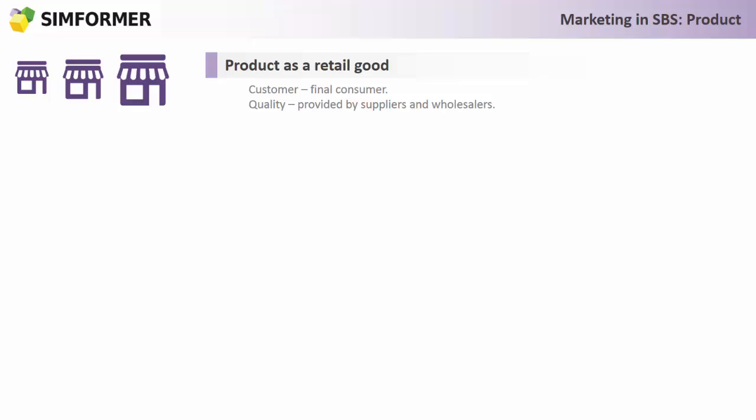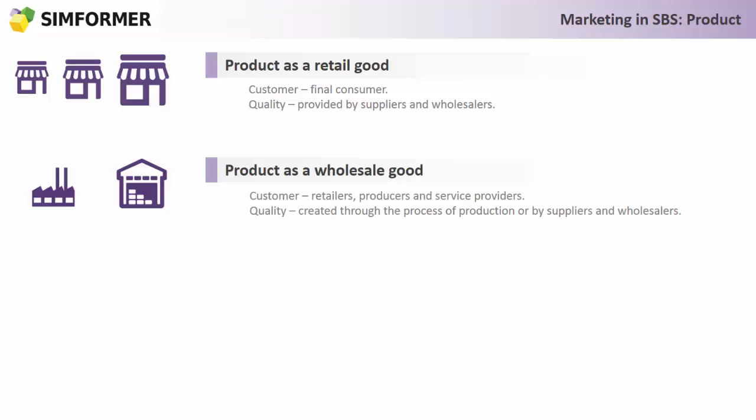The second is product, economical product, seen from the prism of a wholesaler. You become a supplier to the other retailers, producers, or service providers. And finally, the product as a service.